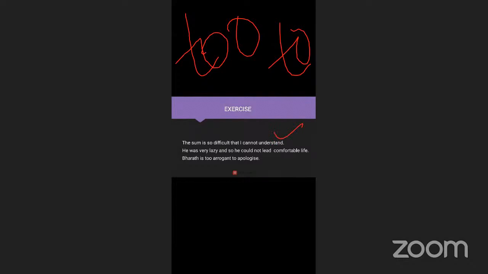The second one, he was very lazy and so he could not lead comfortable life. Very and so. What kind of sentence it is? This is a compound sentence. We are going to change this into simple. Means we will use to. He was too lazy to lead. Simple sentence only, so we need not write could not. He was too lazy to lead a comfortable life.